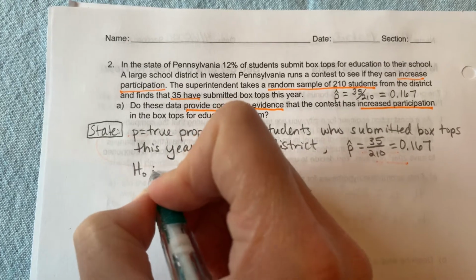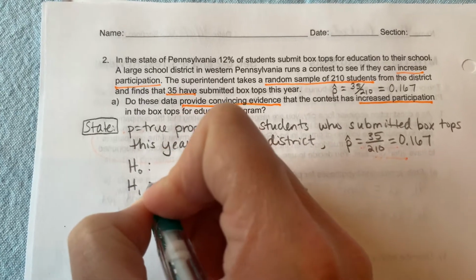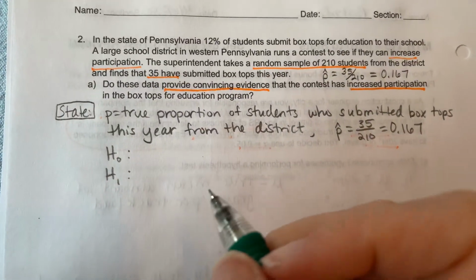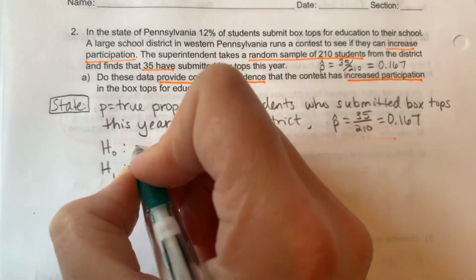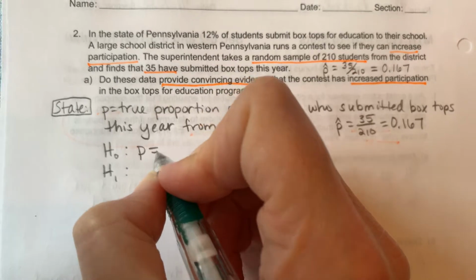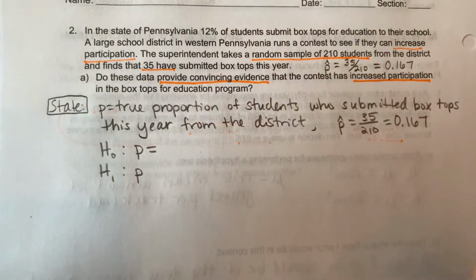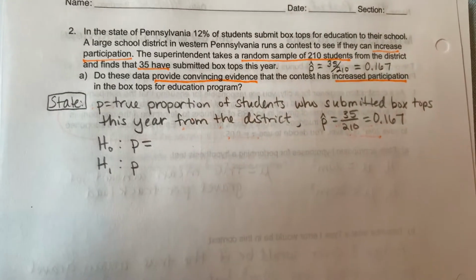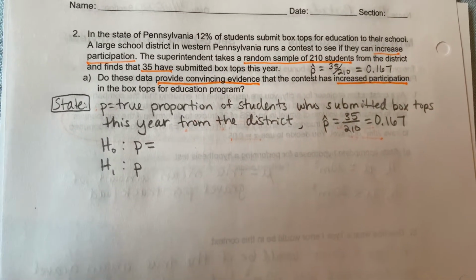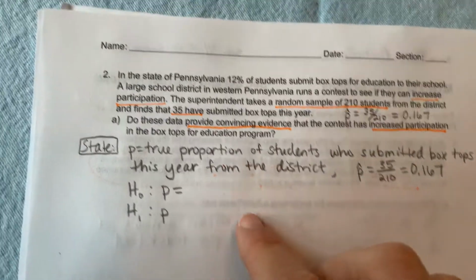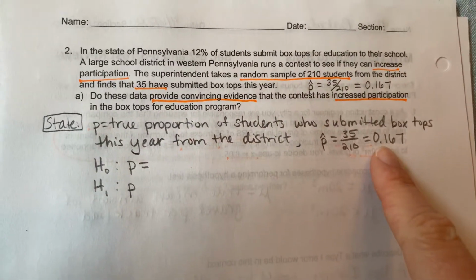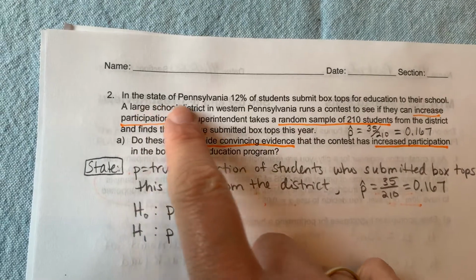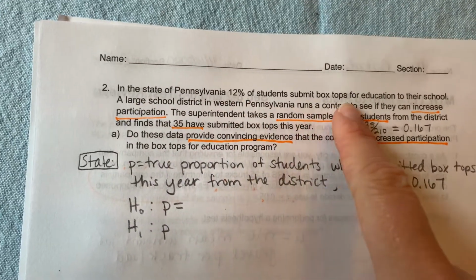I also need to state my hypotheses. So my null hypothesis and my alternative hypothesis. Let's see. I know that my hypothesis is going to be p is equal to something for the null, and then p is in some way not equal to for the alternative. So what is the claim? What's the baseline proportion who submit box tops? Let's see. This is the sample proportion. That's not what I want for the null. I want the baseline. It says in the whole state of Pennsylvania, 12% submit box tops.